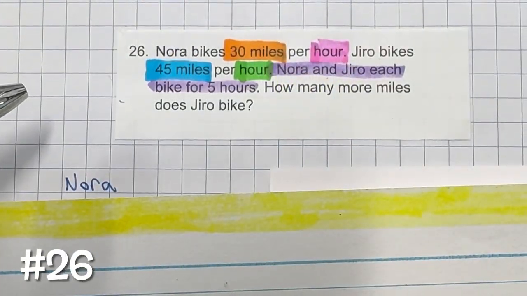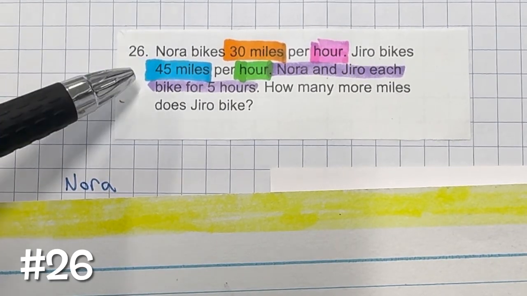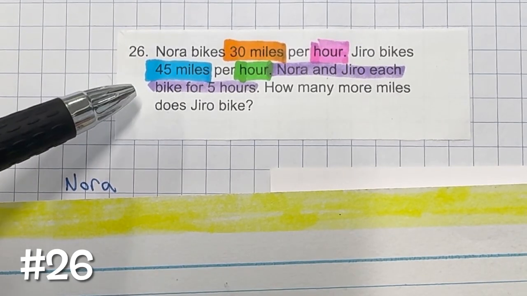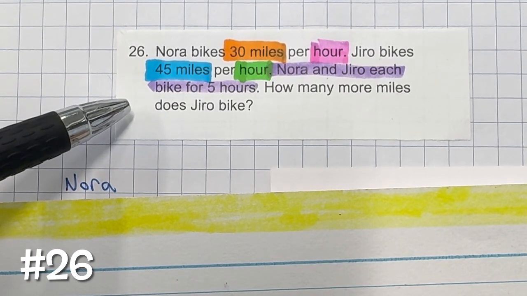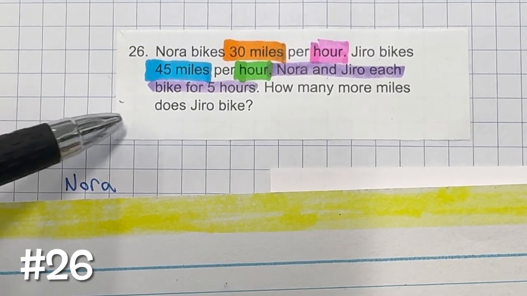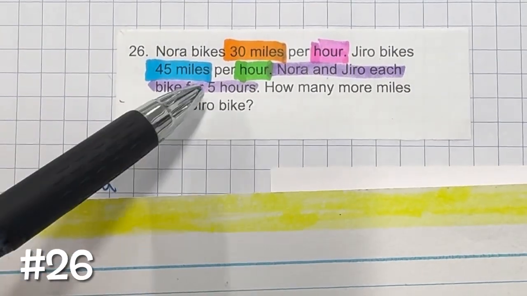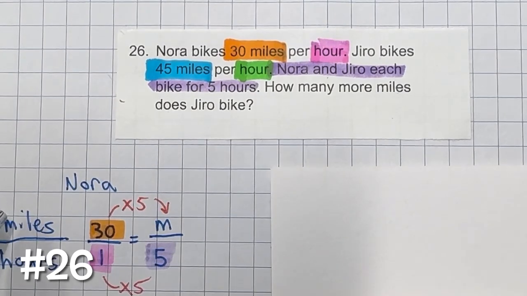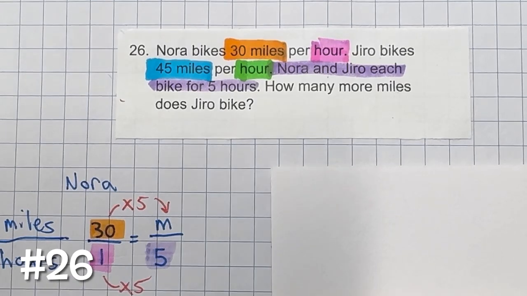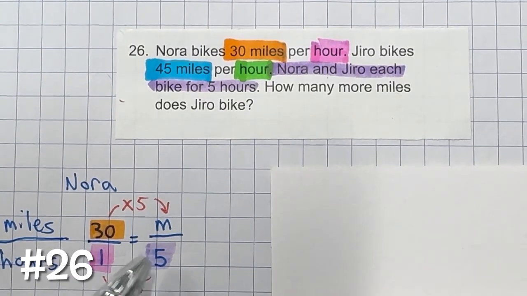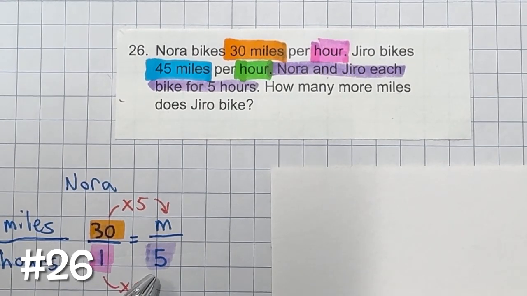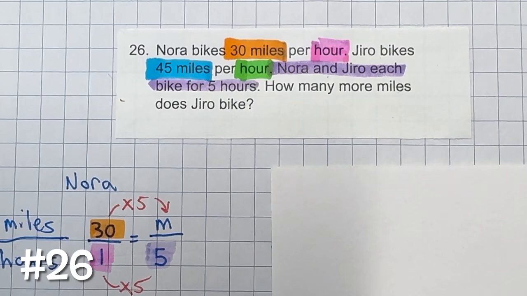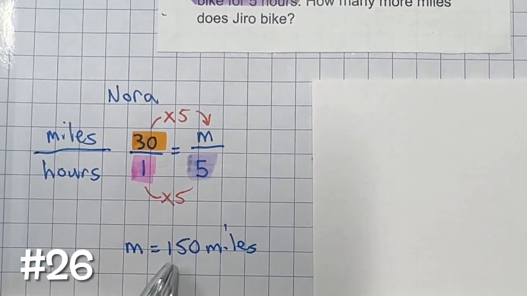Nora bikes 30 miles per hour. Hero bikes 45 miles per hour. Nora and Hero each bike for 5 hours. How many more miles does Hero bike? So we want to find the difference between the two. So if we look at Nora, she bikes 30 miles per hour. If they bike for 5 hours, this is going to be 5 times as many hours, so it's going to be 5 times as many miles, which gives us 150 miles.